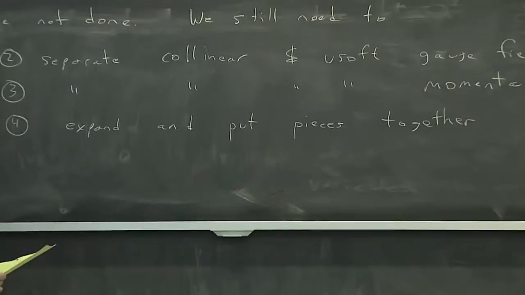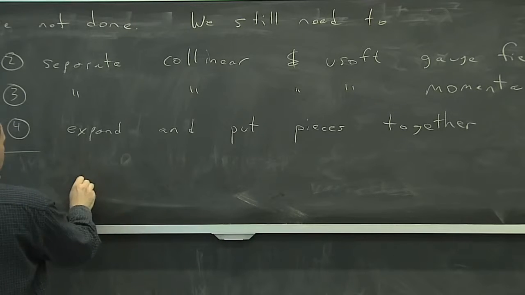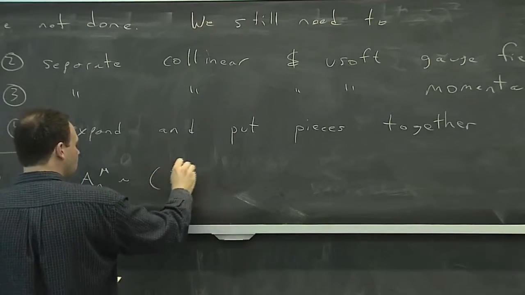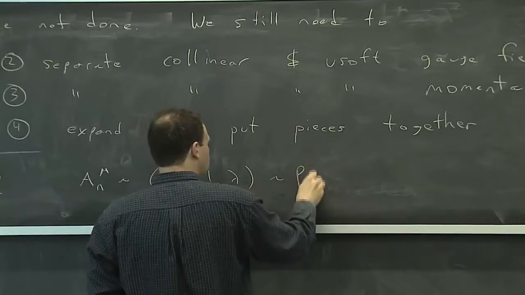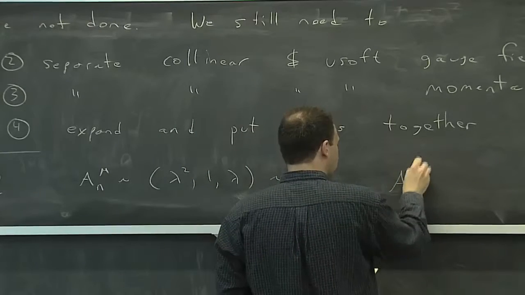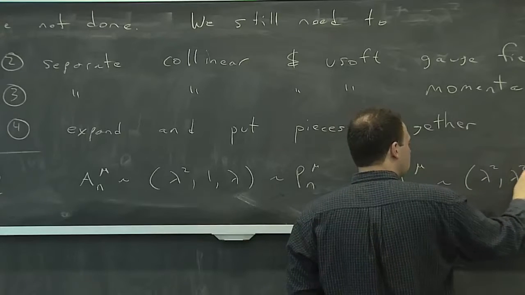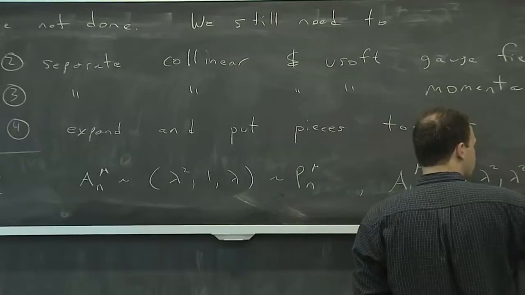OK, so let's start with this second step. This is step 2. So remember what the power counting was. The collinear gluons have this scaling. The ultra-soft gluons have this scaling, which is the same as an ultra-soft momenta.